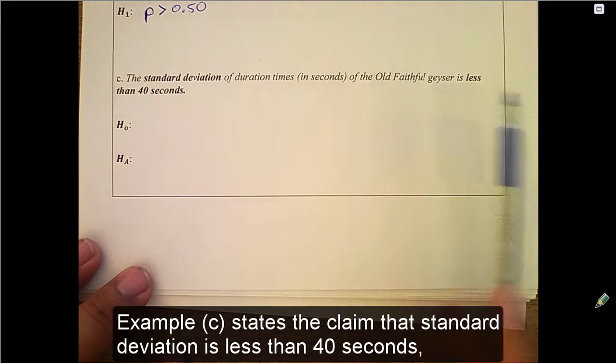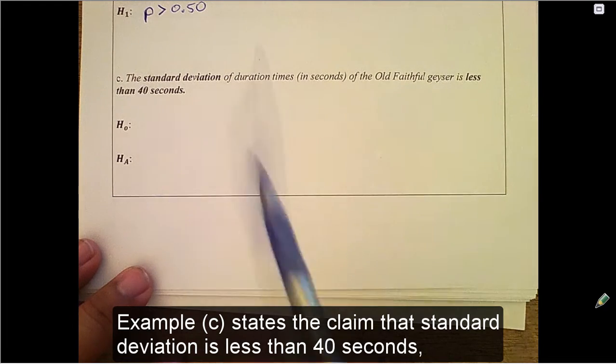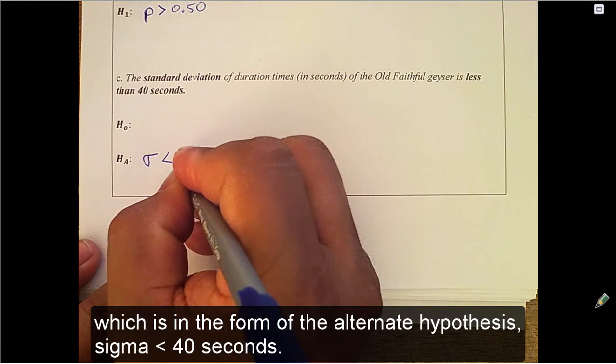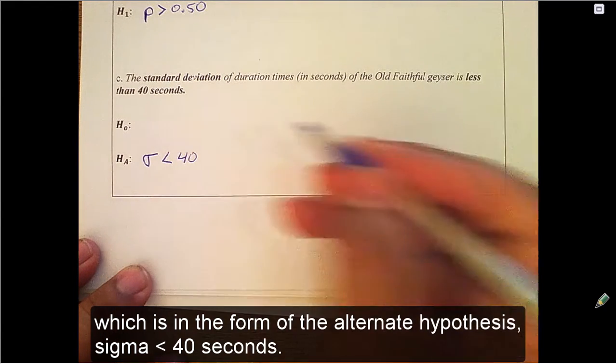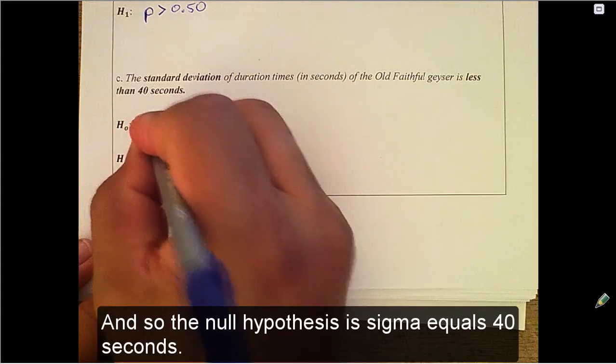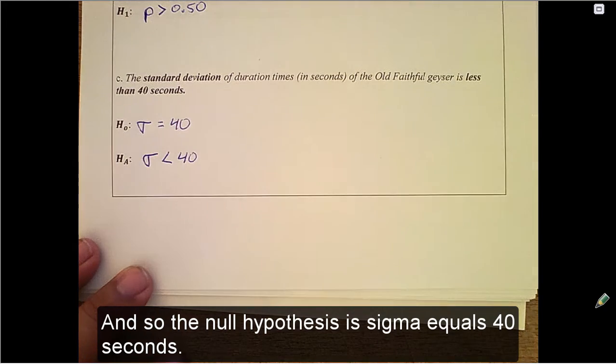Example C states the claim that standard deviation is less than 40 seconds, which is in the form of the alternate hypothesis, sigma less than 40 seconds. And so the null hypothesis is sigma equals 40 seconds.